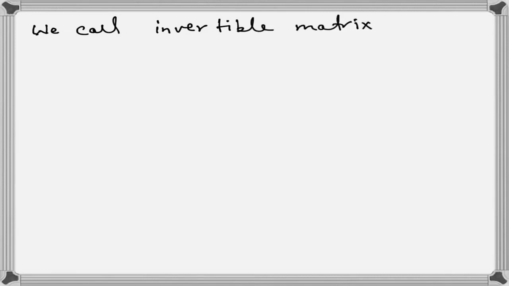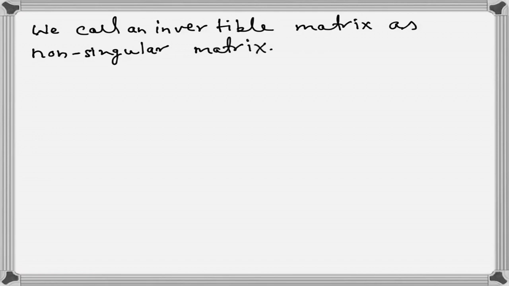So we call an invertible matrix a non-singular matrix. This is another name, non-singular matrix. Okay, so we know how to calculate the determinant. So now what is the adjoint?